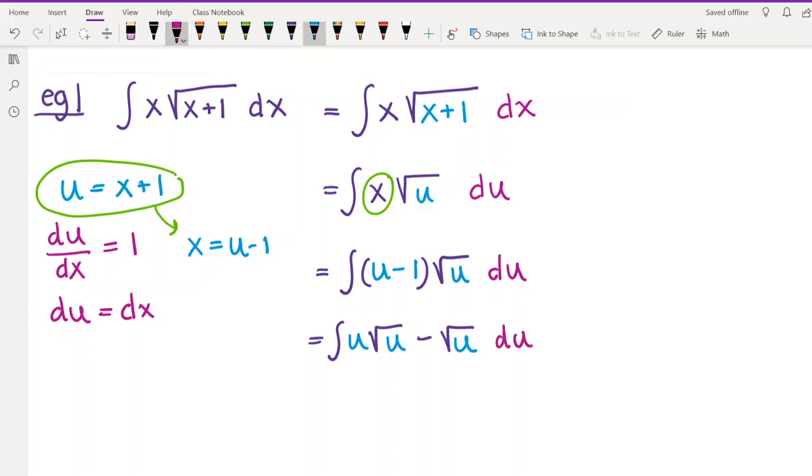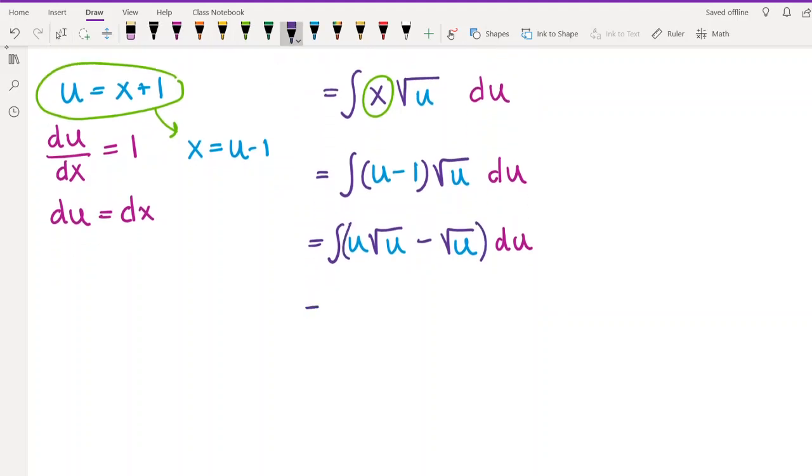And this is something that we can actually take the antiderivative of, because we can rewrite these using exponents and then use the power rule. So we have u to the 1 times u to the 1/2, so that is going to be u to the 3/2. And then we have square root of u, so that's u to the 1/2. And now we're ready to actually take the antiderivative.